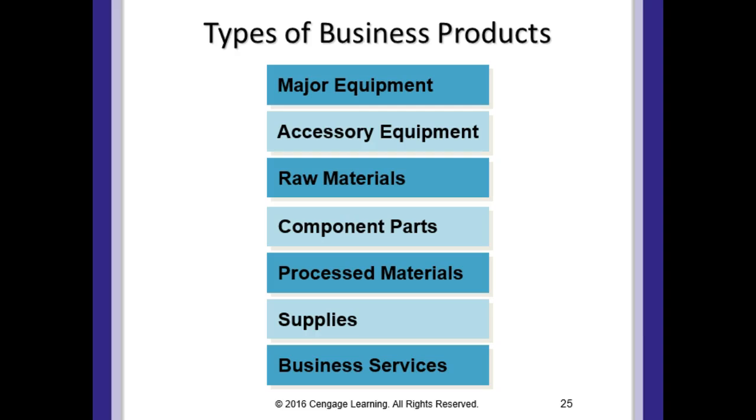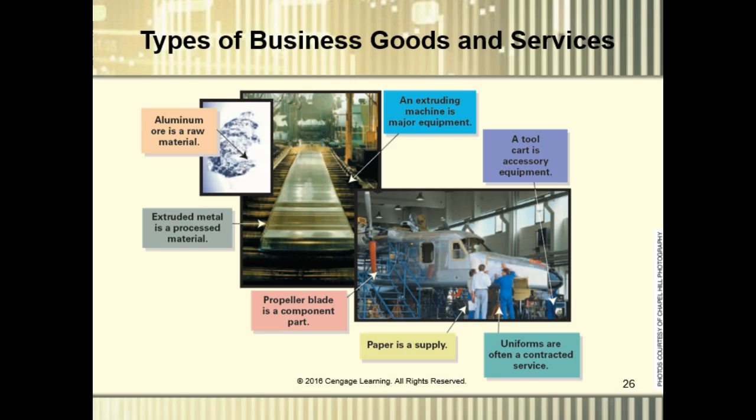And finally is business services. These are expense items that do not become part of the final product as well, but these include things like advertising, janitorial services. This is like your legal team that makes sure that you have patents and trademarks. This could be like marketing research, stuff like that. This slide is just a visual for you to see some examples of the different types of business goods and services that are used.